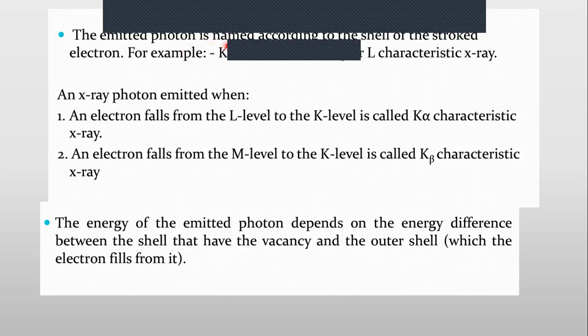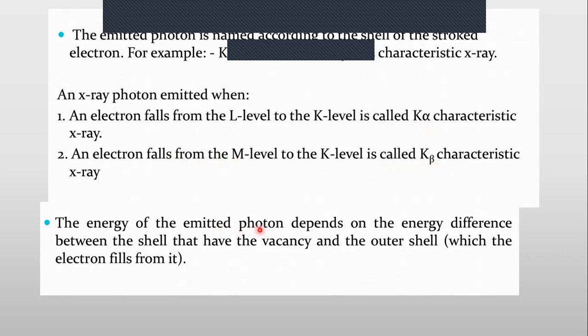The emitted photon is named according to the shell that we struck. For example, we have K shell, L shell characteristic X-ray, and so on. An X-ray is a photon emitted when an electron falls. How can X-ray be emitted? When an electron falls from the L level to the K level, it's called K alpha characteristic X-ray. When an electron falls from M level to the K level, it will be K beta characteristic X-ray.